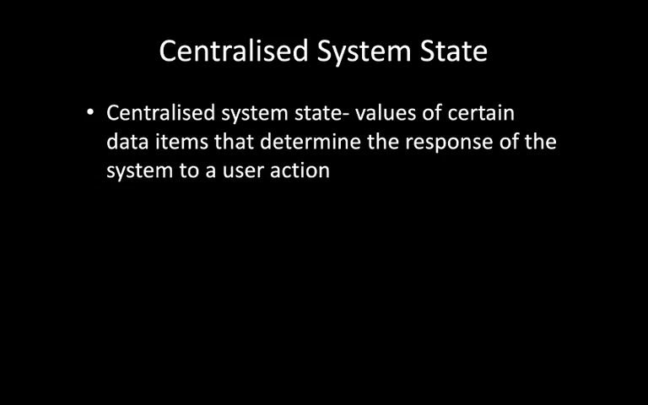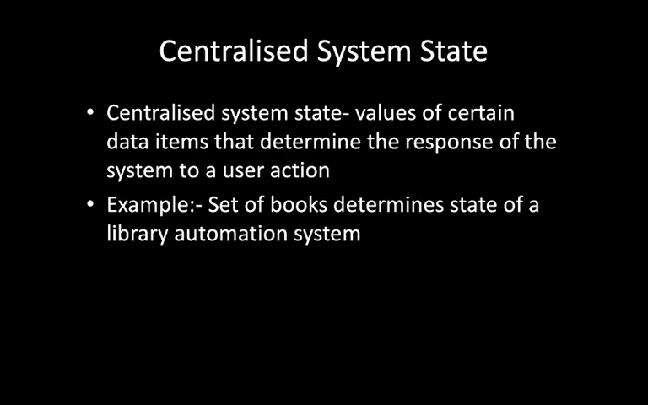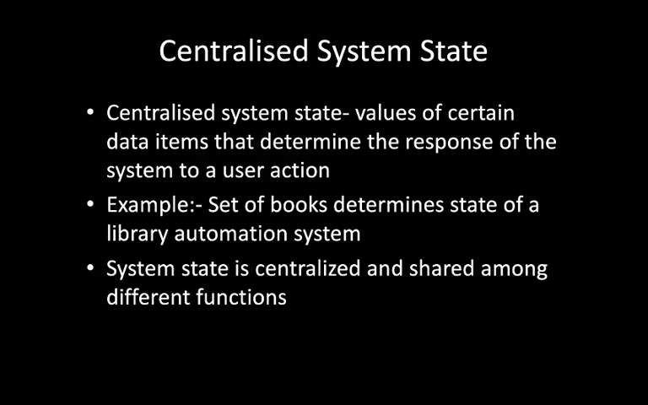So there will always be a centralized system state in the case of the function oriented approach. For example, a set of books determines the state of a library automation system. If you take the library automation system, the set of books will determine the centralized state of that system. So system state here is centralized and shared among different functions. This central state is shared among all the functions that are using this system state.